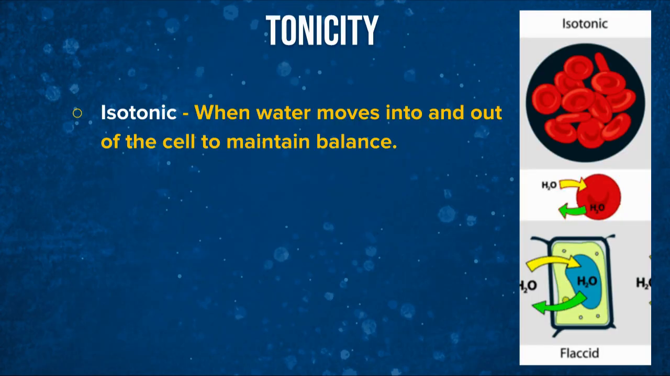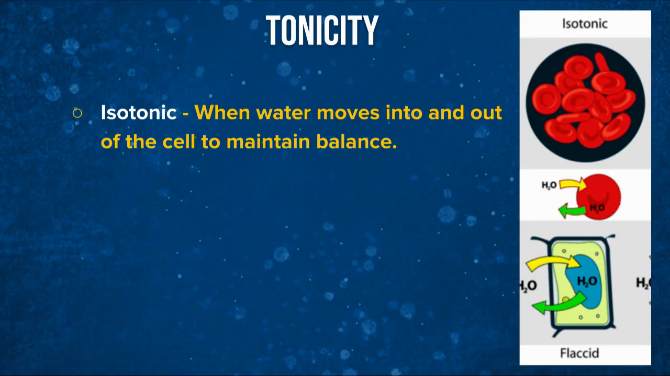The last type of tonic environment for us to study or look at is isotonic. Iso means the same. All right. So this is when water moves into and out of the cell to maintain the perfect balance. So these are what we would see in an ideal situation. The same amount of water molecules on the outside of the cell matches the water molecules on the inside of the cell. And the same goes for the solute particles.